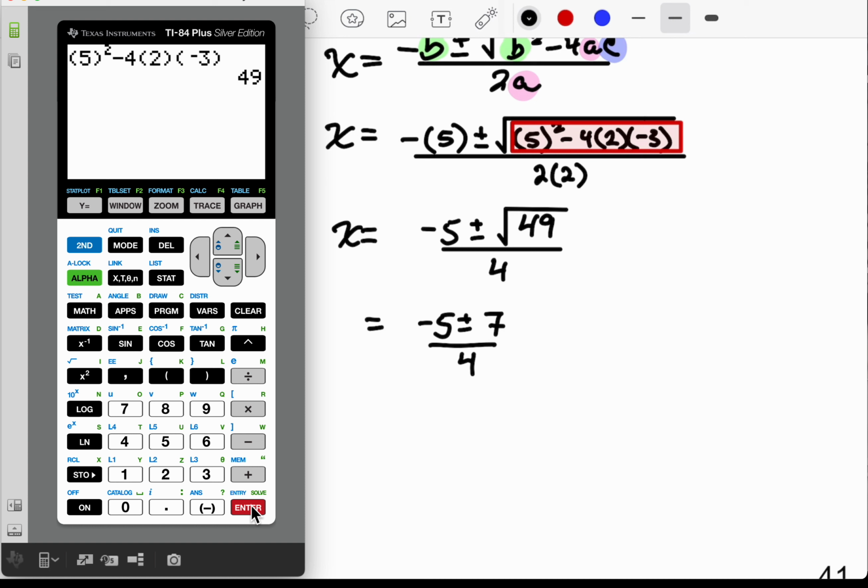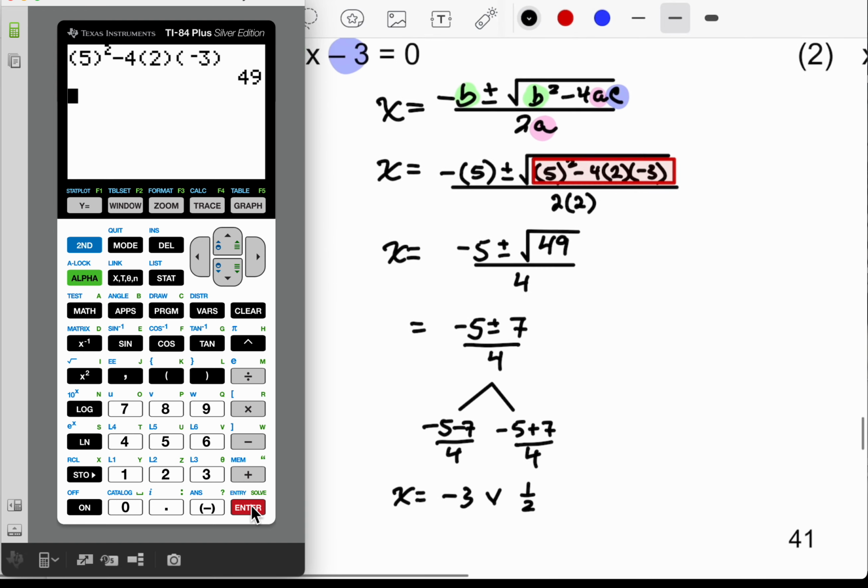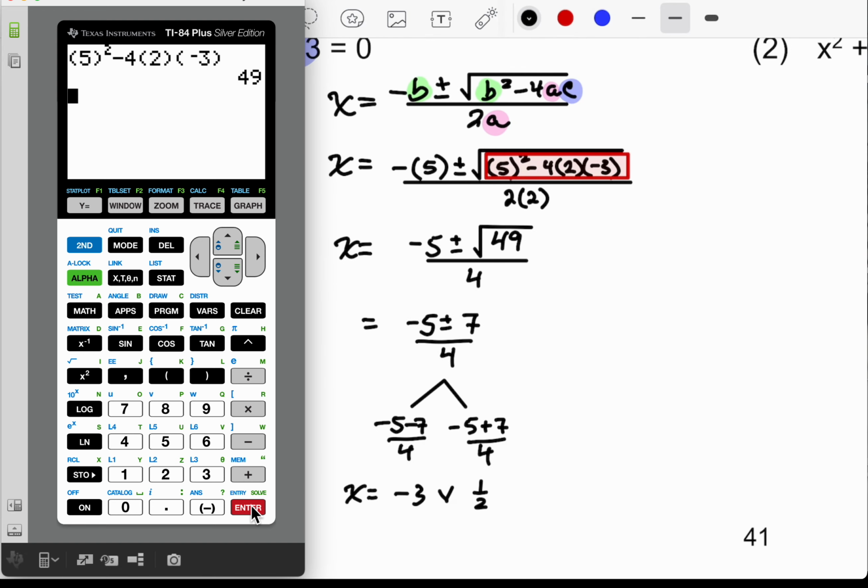I can split it up. -5 minus 7 over 4. -5 plus 7 over 4. Very similar to completing the square at this point. -5 minus 7 is -12. Divided by 4 is -3. -5 plus 7 is 2. Divided by 4, 2/4, 1/2. So x is going to be equal to -3 or 1/2.